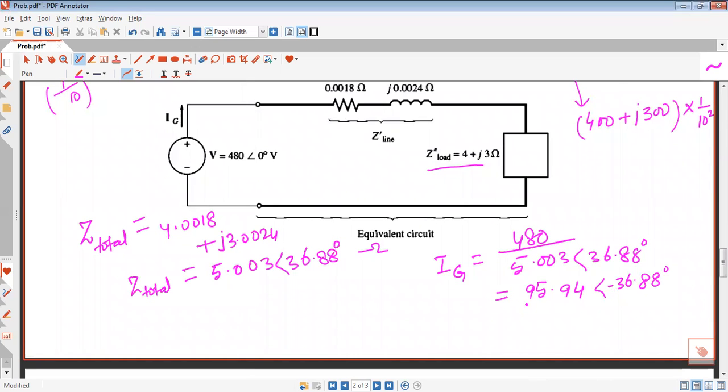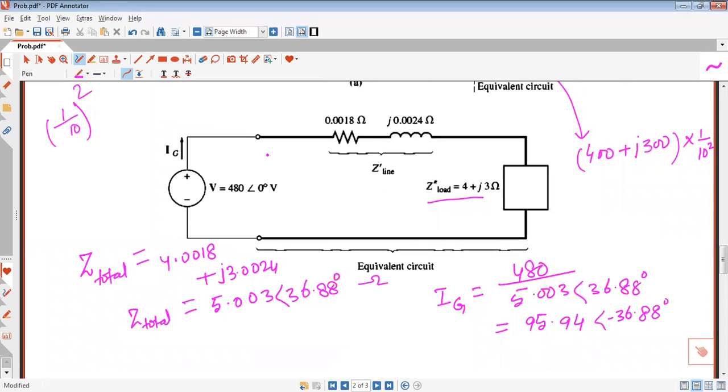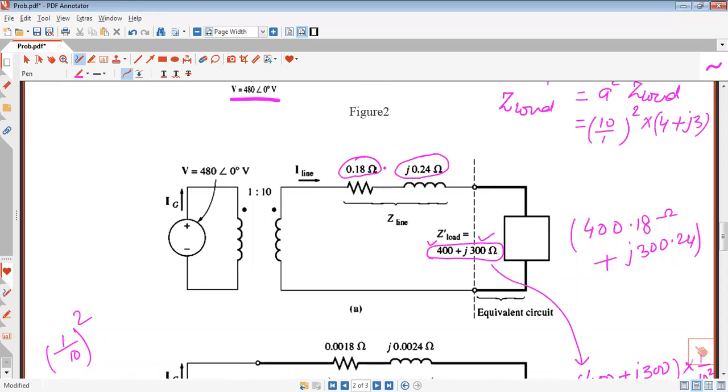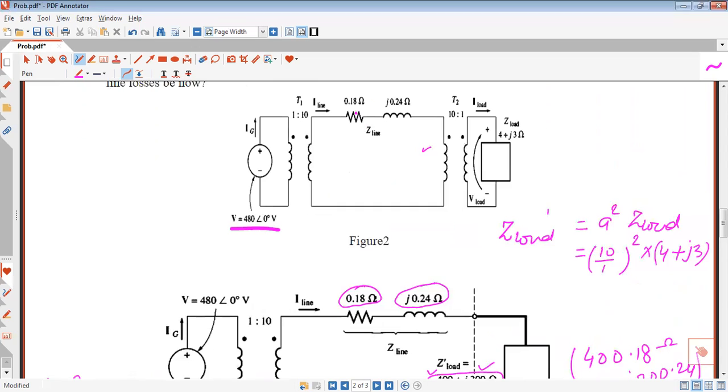So once generator current is known, we can convert this generator current we have calculated into line current from here. And once line current is known, we can also convert it into the load current here. It means we have to do two transformations, from generator to the transmission line, then transmission line to the load side. So we have to transfer this value. So I'm just copying it here so that we can show it again.